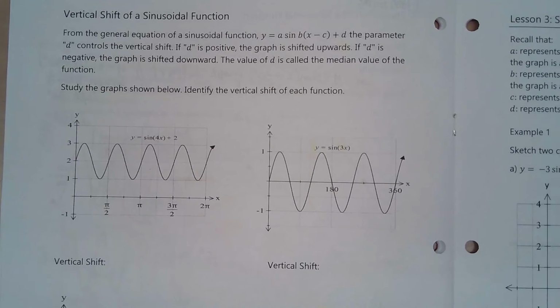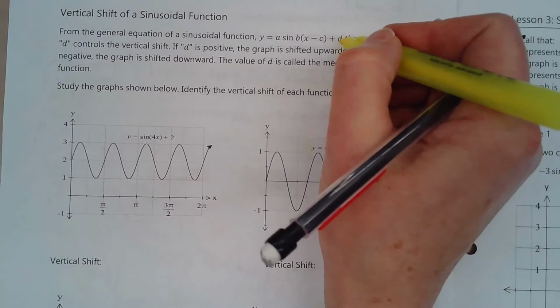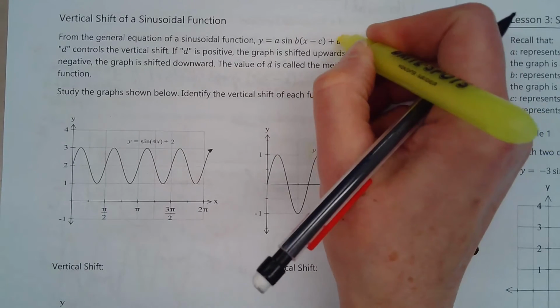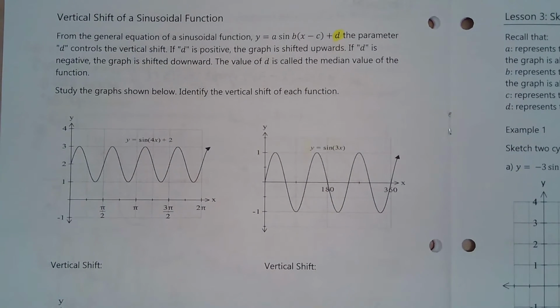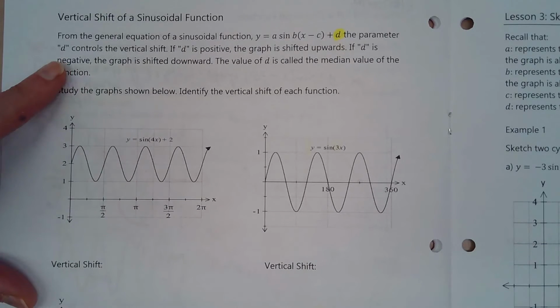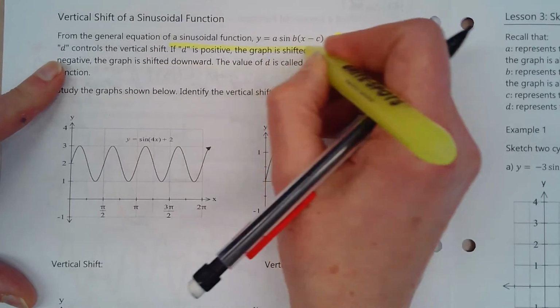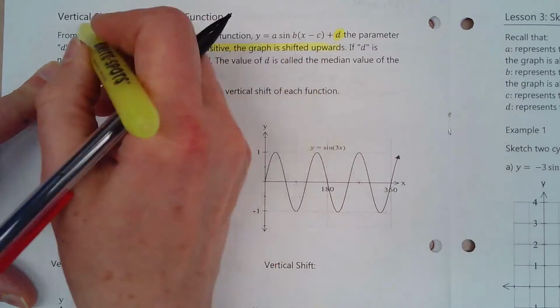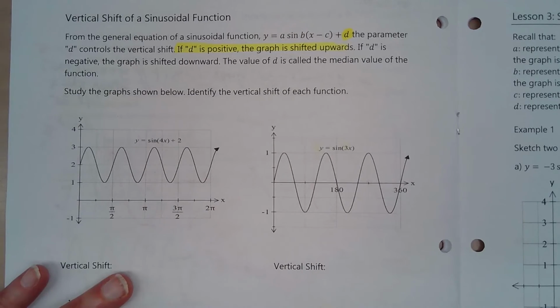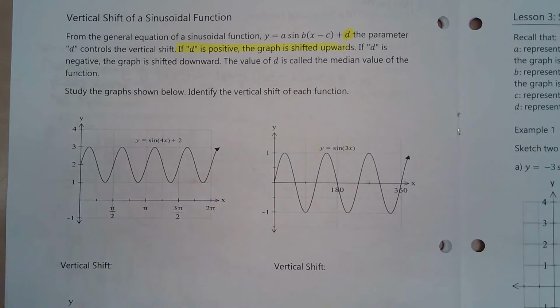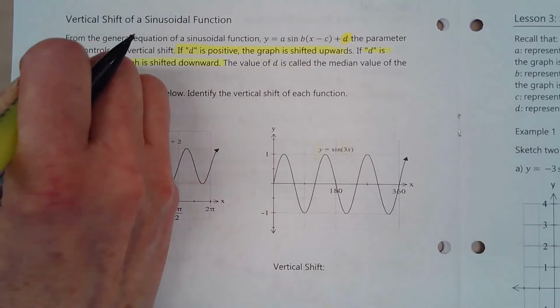Its vertical shift. It's the last guy here, right? Like I say, the only thing is, instead of calling them H and K, they call them C and D now. D is the parameter that controls the vertical shift. If D is positive, the graph shifts up, right? This is a vertical shift, so anything vertical is very user-friendly. It does exactly what you think it would do. If D is positive, the graph shifts up. If D is negative, the graph shifts down, okay?